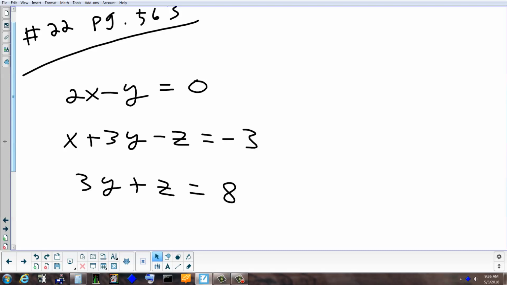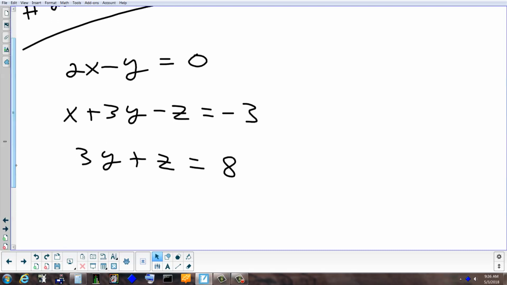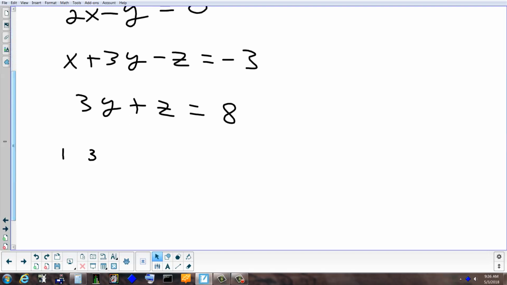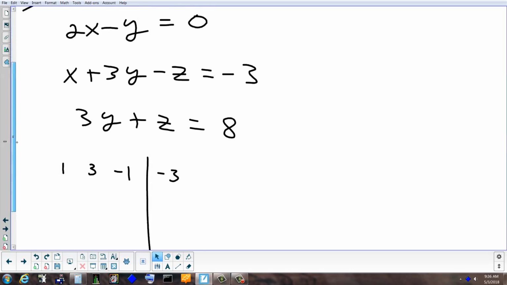Yep. So should I do the first and the second? Yeah, let's just swap rows 1 and 2 right away. We won't even write down that we're doing it. We'll just do it before we even create the matrix. So let's put 1, 3, negative 1, negative 3. So that's now the top row. And let's put the first equation as the middle row. 2, negative 1. Wait a minute. What about z? What do I put for that? 0.